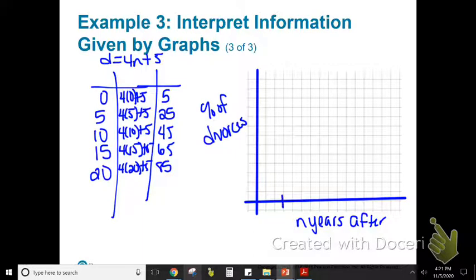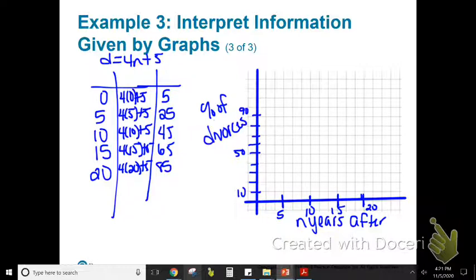So on my x's, I'm going to let every 3 lines represent 5 years. Make sure your increments stay the same. If your increments are off on your axis, then your graph is going to be off. And let's see, I'm going to let every line represent 10 here. So 10, 20, 30, 40, 50, 60, 70, 80, 90. Okay?